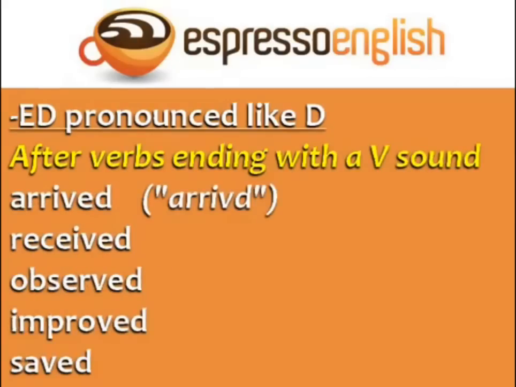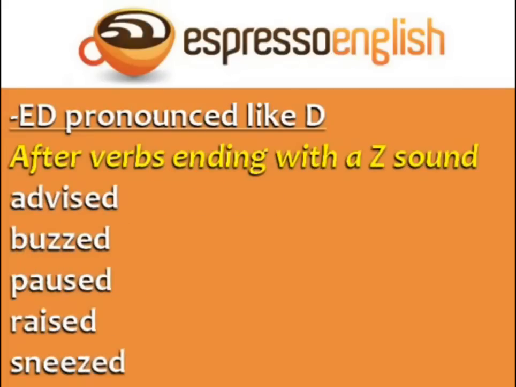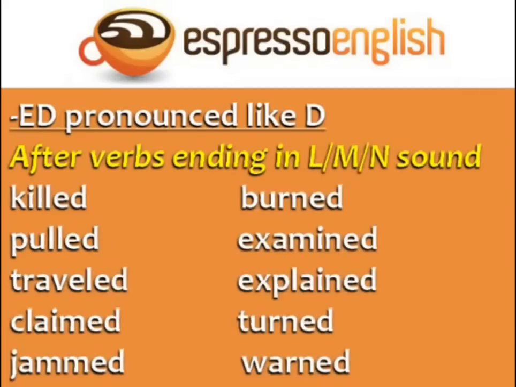It's also pronounced like D after verbs ending with a V sound. Arrived, received, observed, improved, saved. -ed is pronounced like D after verbs ending with a Z sound. Advised, buzzed, paused, raised, sneezed. -ed is pronounced like D after verbs ending in an L, M, or N sound.